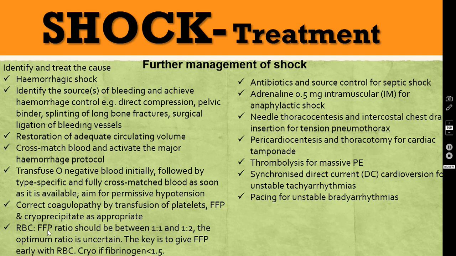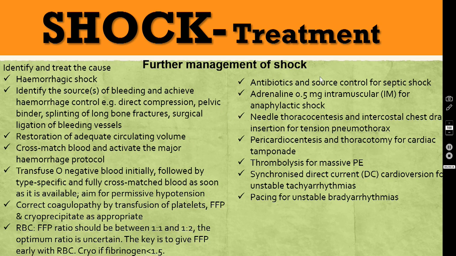The RBC and FFP transfusion ratio should be either 1:1 or at least 1:2. The optimum ratio is uncertain. The key is to give FFP early along with the RBC infusion. Cryoprecipitate should be given if fibrinogen level is less than 1.5.